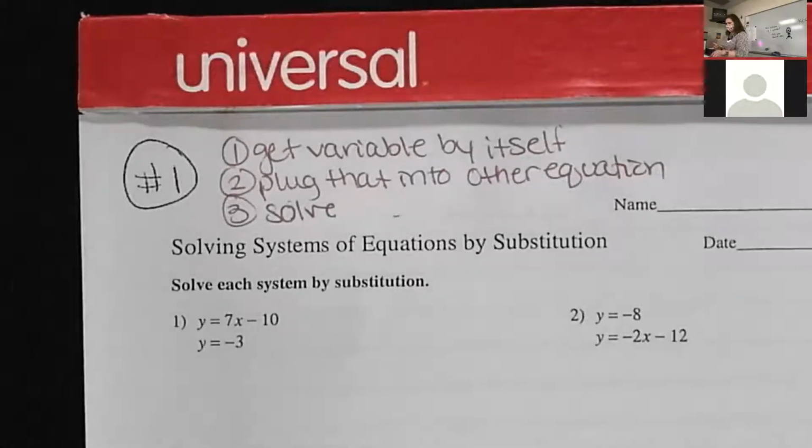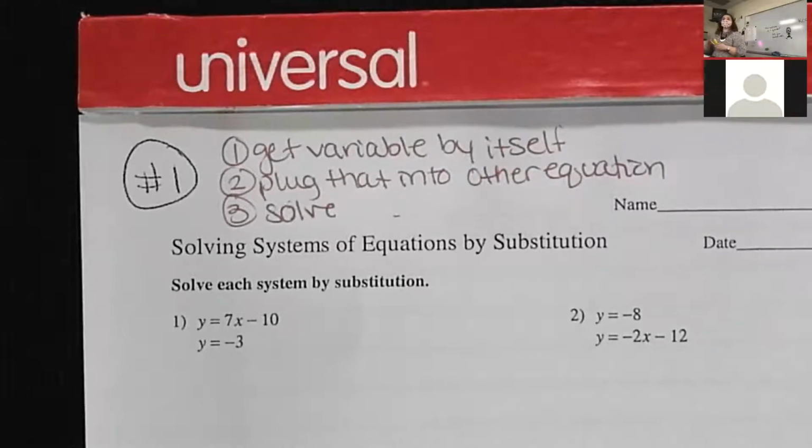Okay, so if you're solving by substitution, you want to get a variable by itself. Generally, when we're doing substitution, there already is a variable that's by itself, so you use that one. You're going to plug whatever that says into the other equation. You're going to solve, and then you're going to tell me what x and y are.